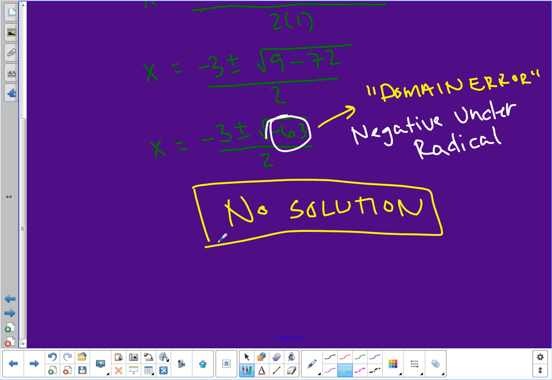A lot of my students see something like domain error on their calculator and think, oh, I must have typed something in wrong. That's not necessarily the case. It is possible that these things have no solution. I'll show you what that looks like.